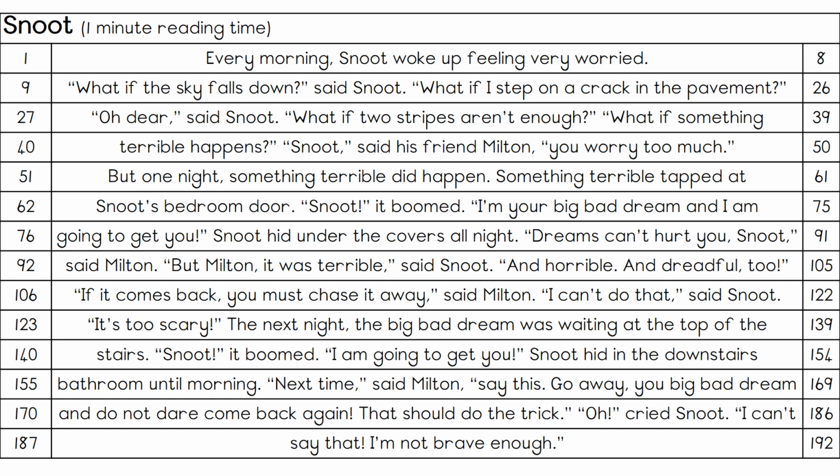Snoot hid under the covers all night. Dreams can't hurt you, Snoot, said Milton. But Milton, it was terrible, said Snoot, and horrible, and dreadful too. If it comes back, you must chase it away, said Milton. I can't do that, said Snoot. It's too scary. The next night, the big bad dream was waiting at the top of the stairs. Snoot, it boomed, I am going to get you. Snoot hid in the downstairs bathroom until morning. Next time, said Milton, say this. Go away, you big bad dream, and do not dare come back again. That should do the trick. Oh, cried Snoot, I can't say that. I'm not brave enough.